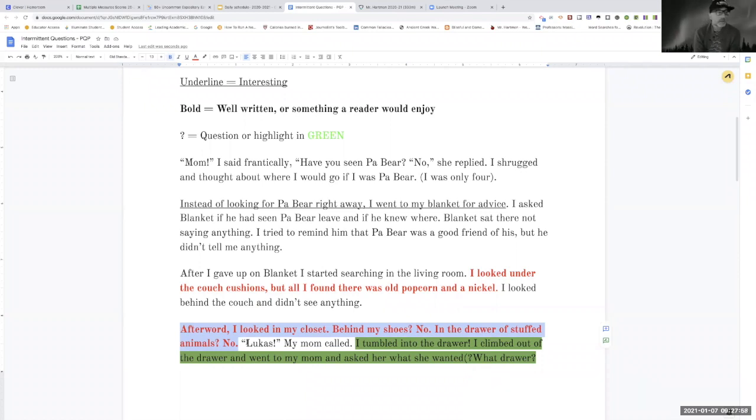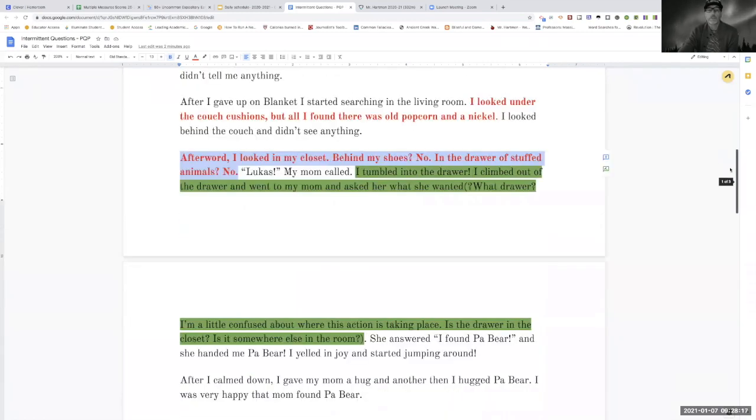So the author is looking here. Is that where Mr. Bear is or Pa Bear is? Nope. Is it here? Nope. So that is a literary device, actually, and good for them. So I bolded that as well, and then I highlighted in green.